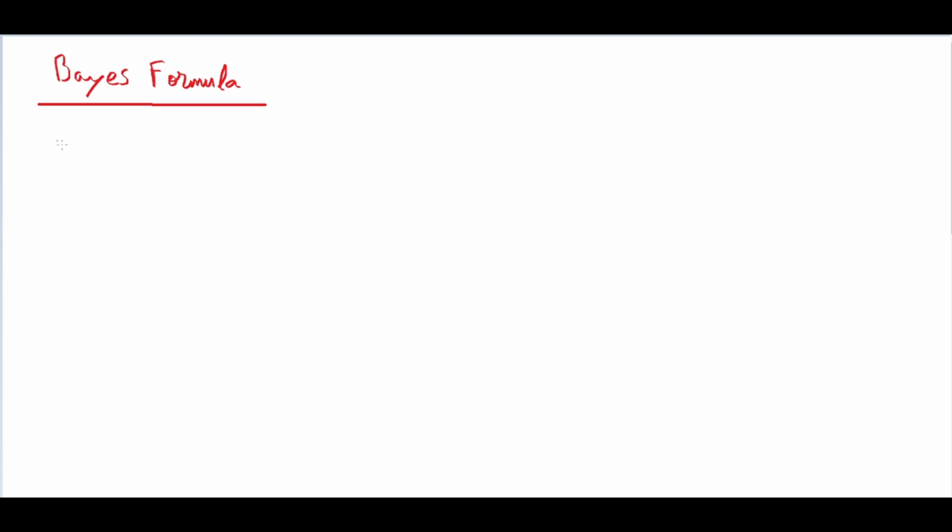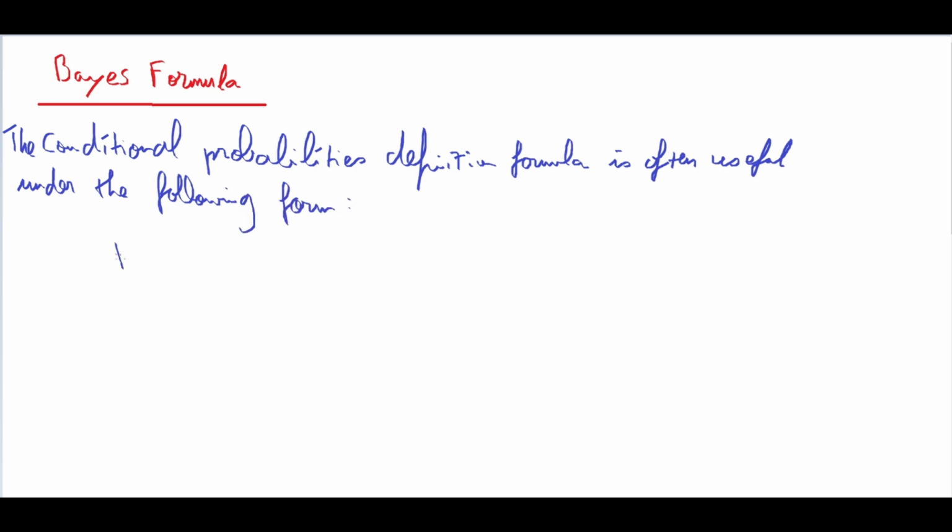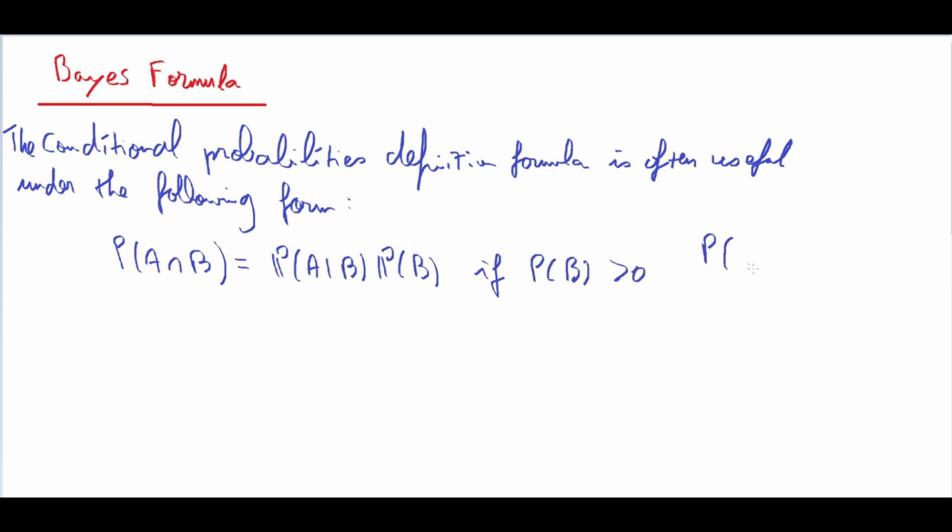So, the conditional probabilities. The definition formula is often useful under the following form: P of A intersected B equals P of A knowing B times P of B, if P of B is strictly positive, of course. And this is, like we saw, the formula P of A knowing B equals P of A intersected B divided by P of B.